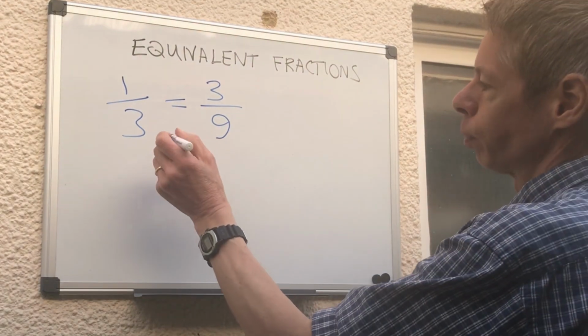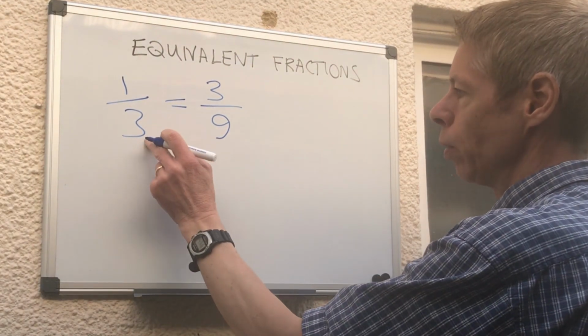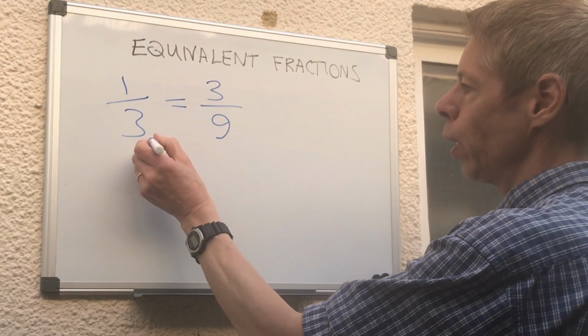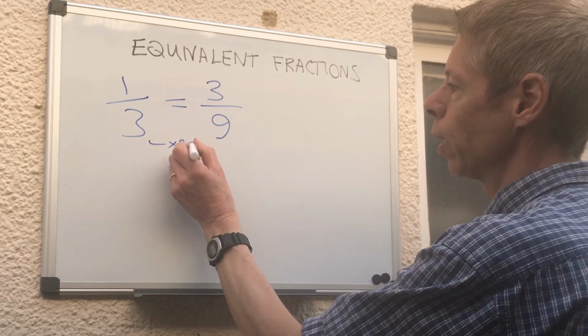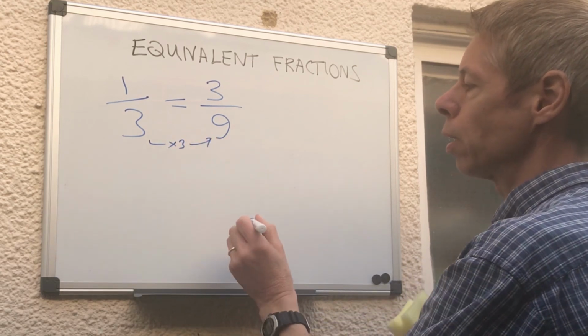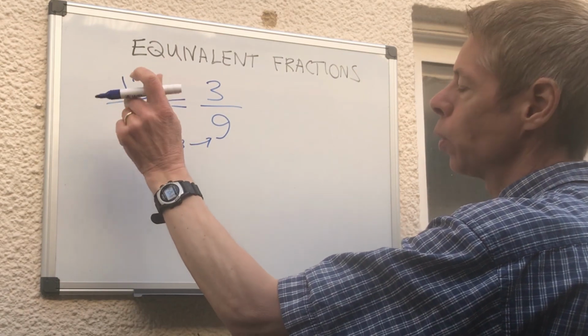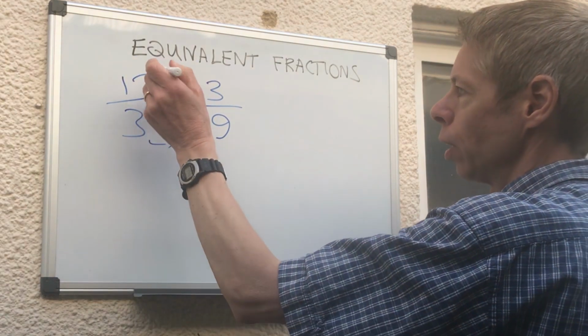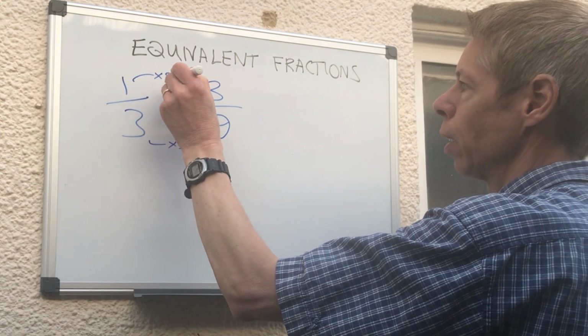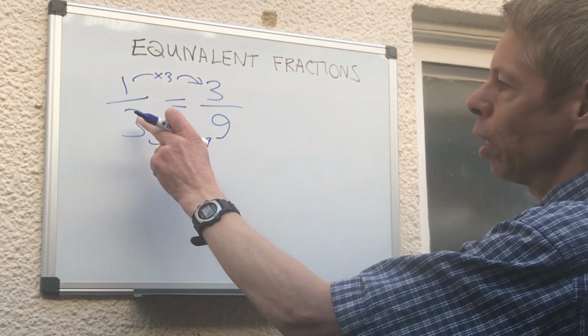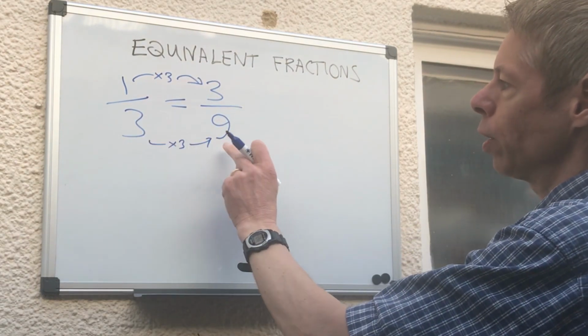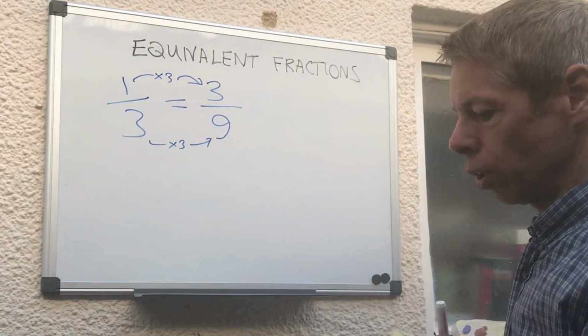Okay, so we took 3, we've multiplied this time by 3, and we've ended up with 9. So what we want to do is multiply the top number, which is called the numerator, times that by 3, and you'll get 3, which tells you that 1/3 is equivalent to 3/9.